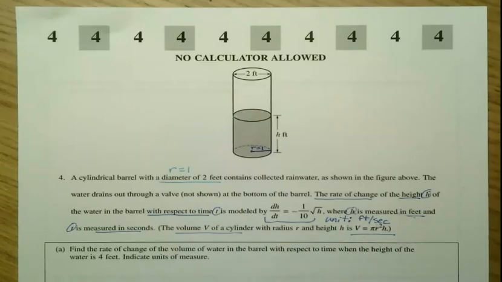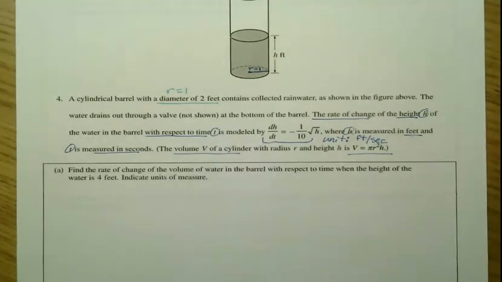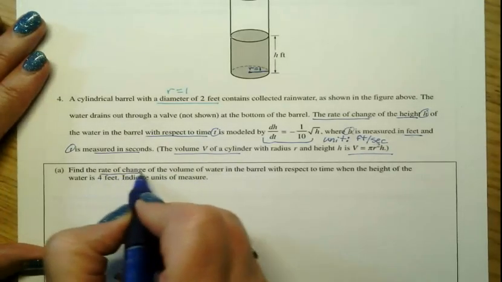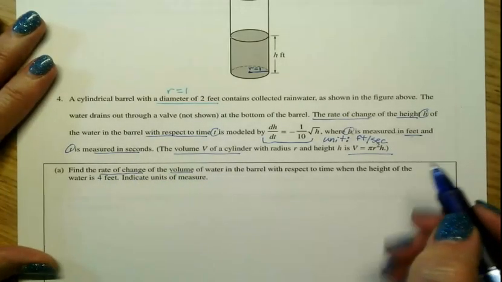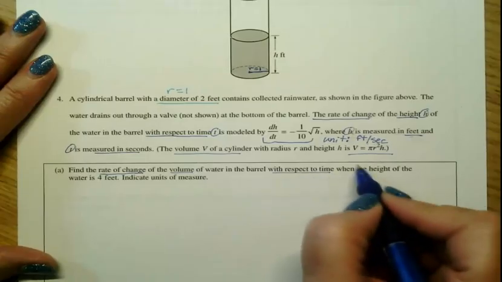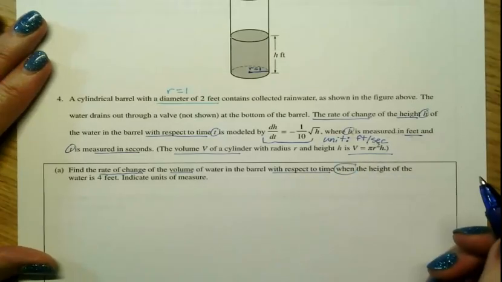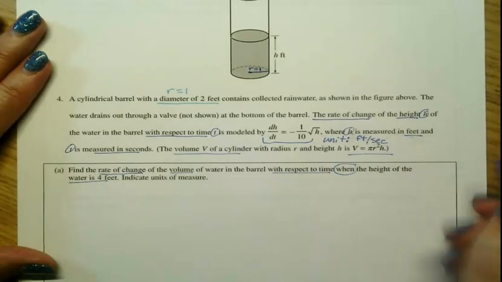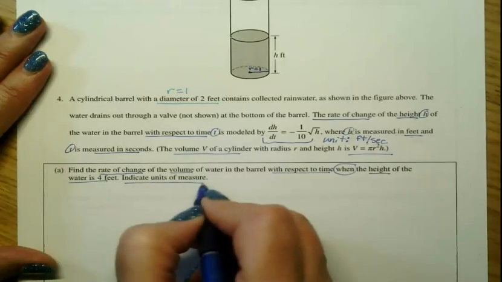Oftentimes with the geometry formulas, we have to know those. So that kind of helps us zero in as to what we need to do on this particular problem. All right, so moving to part A, we find the rate of change of the volume of the water of the barrel with respect to time when the height of the water is 4 feet, and then you're going to indicate units of measure.